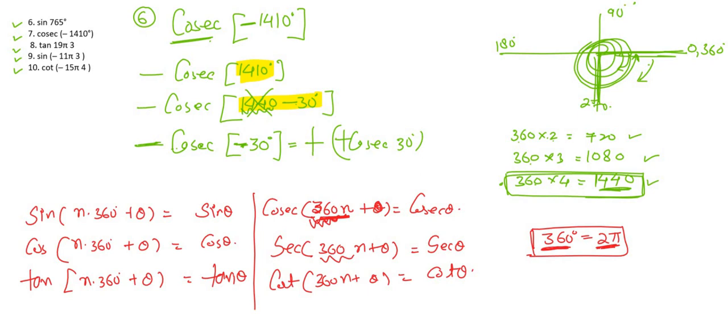So how much will we get? It is nothing but cosec 30, and cosec 30 is plus 2. So this is my answer. Sorry, this was question number 7. Okay, let's see the next question.